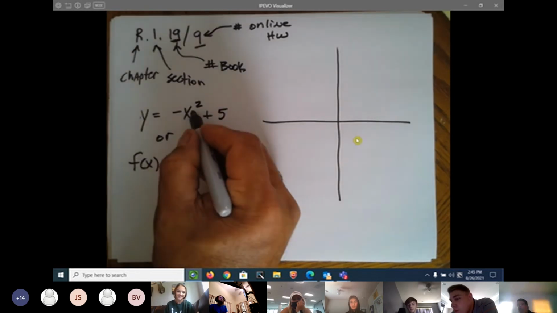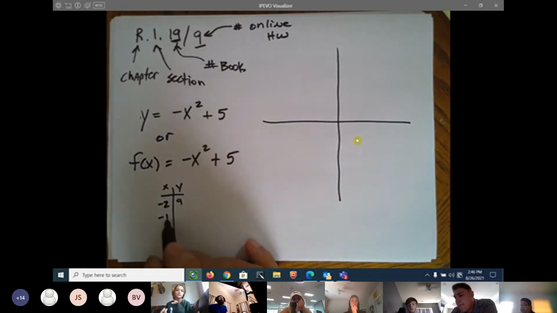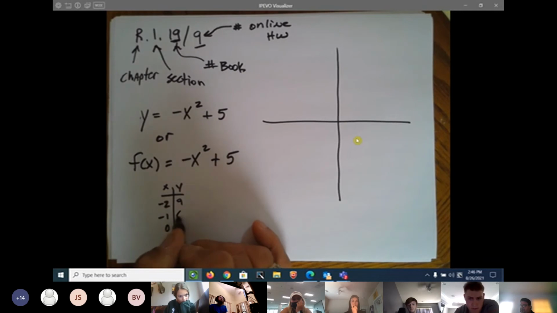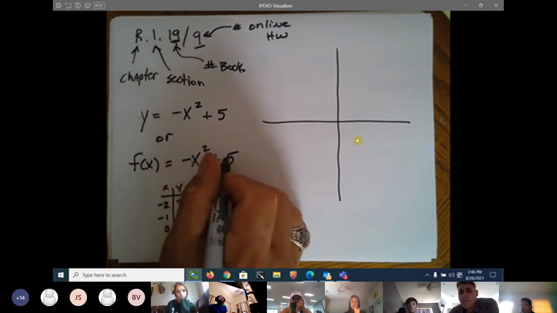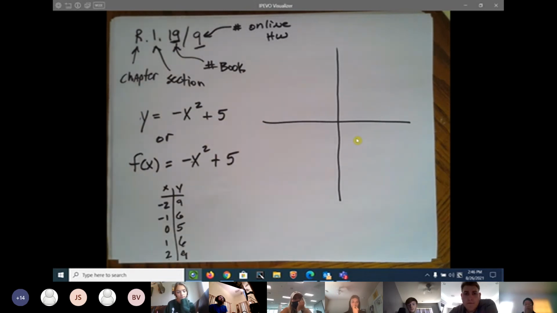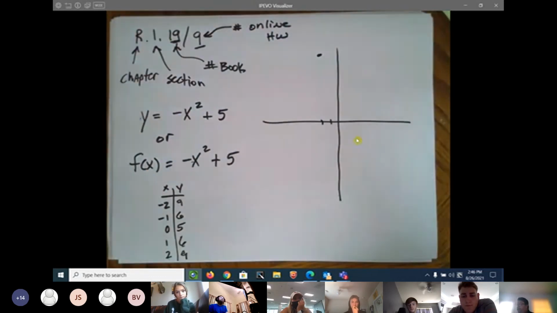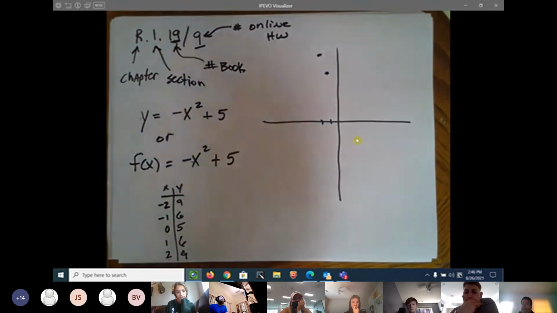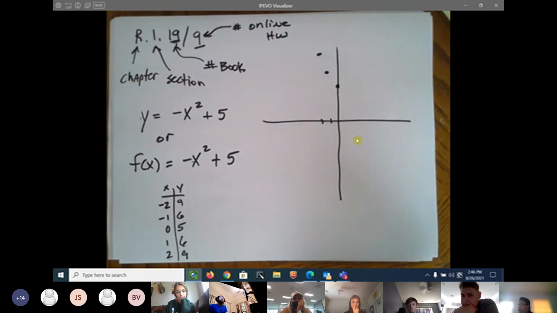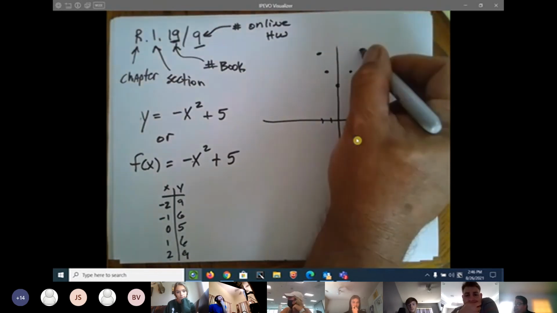-2 squared is 4. 4 plus 5 is 9. -1 squared is 1 plus 5 is 6. 0 plus 5 is 5. 1 is 6. 2, 4 plus 5 is 9. And then you plot those points. -2, positive 9. -1, positive 6. 0, 5. 1, 6. And 2, 9.